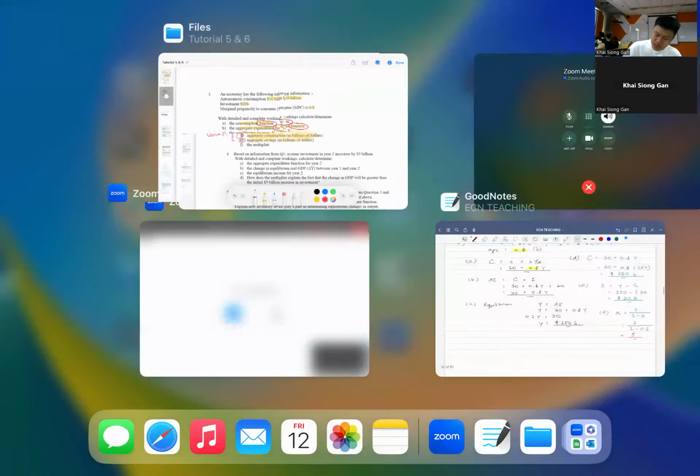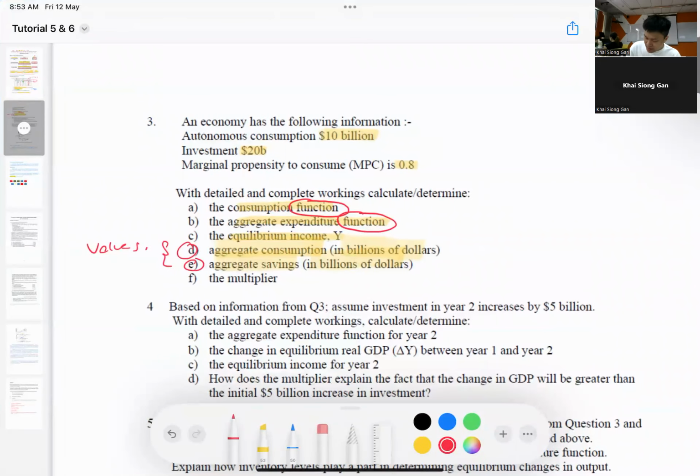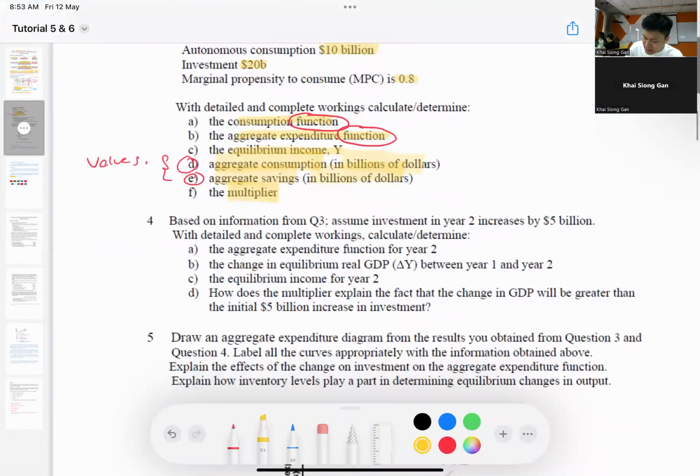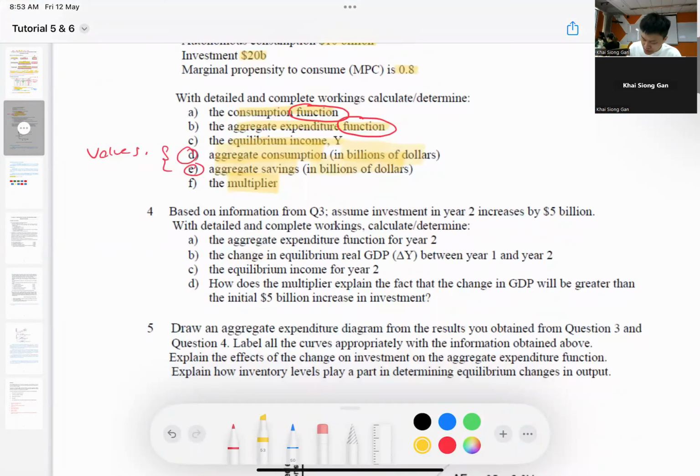Okay, let's move on to the next question. So we are done with the last one just now, multiplier. Now question number 4 is the extended version of question number 3. It's a continuation. Based on information from question number 3, assume investment in year 2 increased by 5 billion. So there's a change in investment by 5 billion. With detailed and complete workings, calculate the following. First one, again, I want to find my new aggregate expenditure function for year 2, the new one. And I want to find the change in the equilibrium real GDP again.